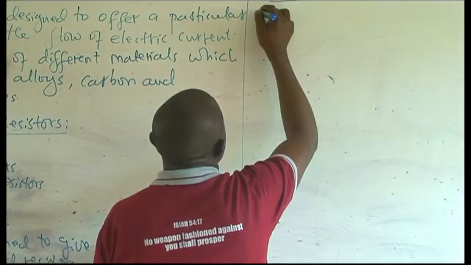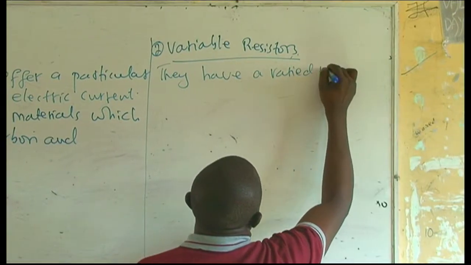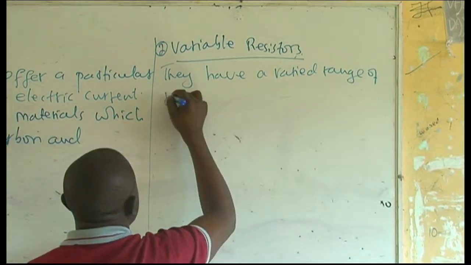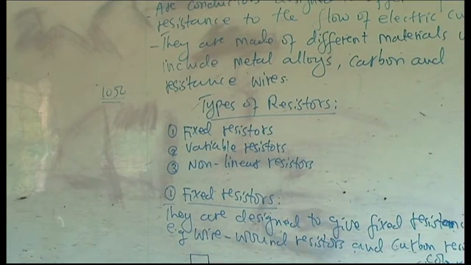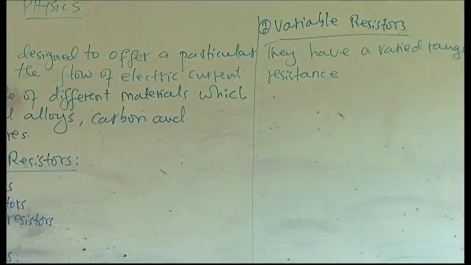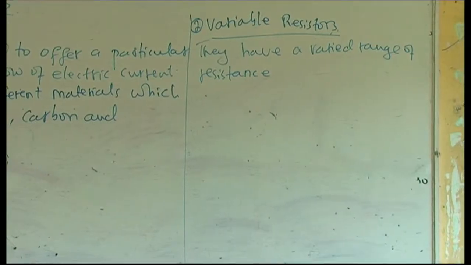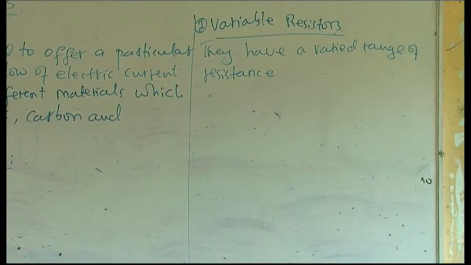So they have a varied range of resistance, a wide range, so you can vary that resistance from, let's say, 1 ohm to even 10 ohms. In between there, you can vary that resistance, because it has a wide range. Variable resistors are also of different types. These include the rheostat and the potentiometer.